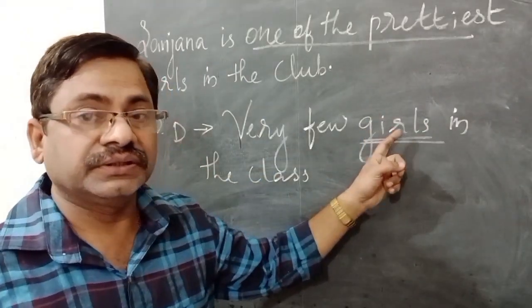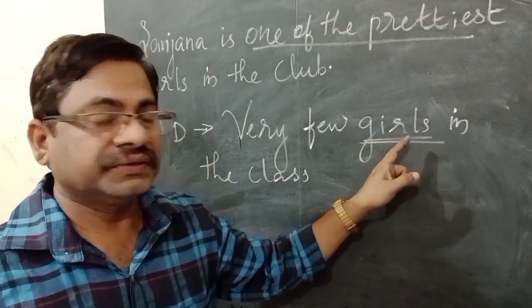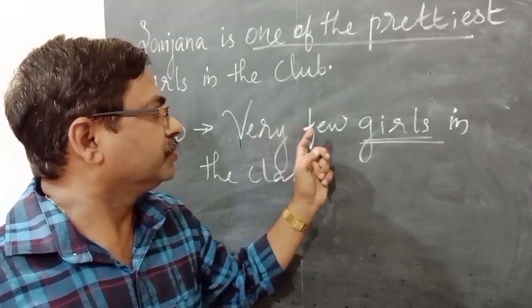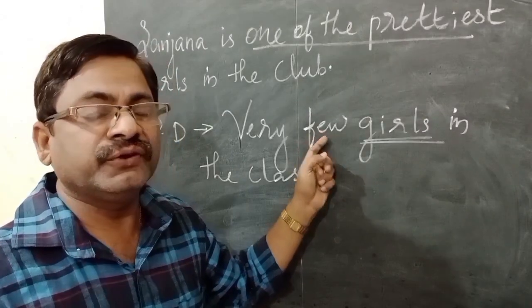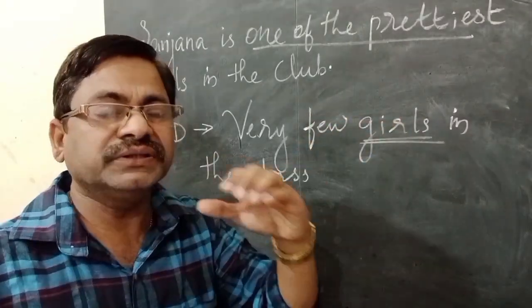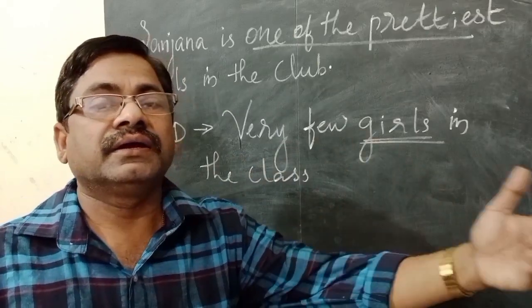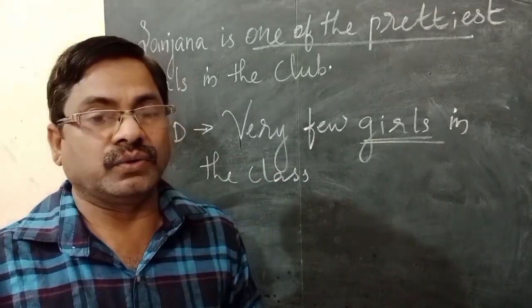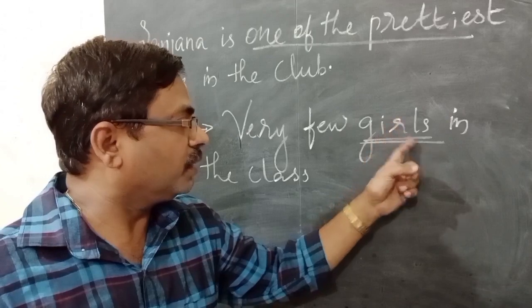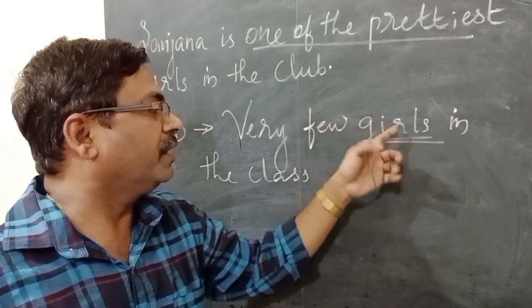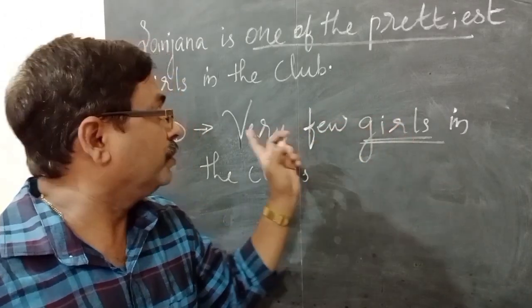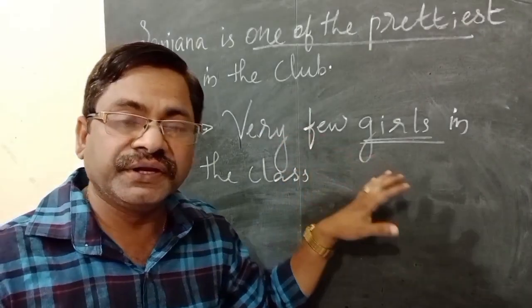So girls, this is plural. That is why we used the phrase few. Few means not many. No other, the phrase no other, is singular. This is followed by a singular noun. Here it is a plural noun. So in order to qualify this plural noun, we used this phrase very few.